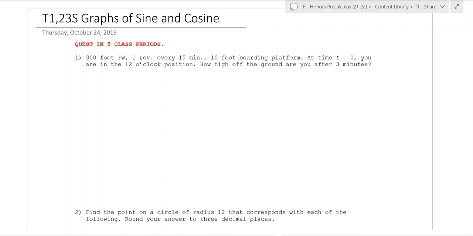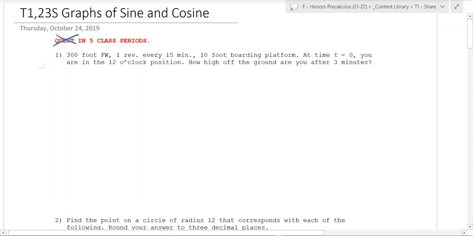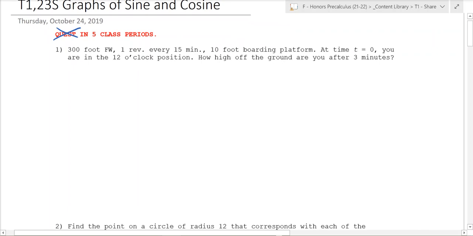Hello and welcome to day 23 of the first trimester of Honors Precalculus. You do have a test coming up. It's not going to be a quest, it'll be a test, but it is coming up in about 5 class periods. So let's warm up a little bit and go back to Ferris wheels, which are just so much fun.